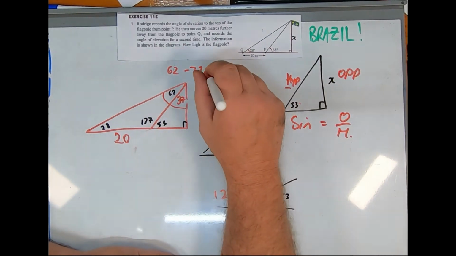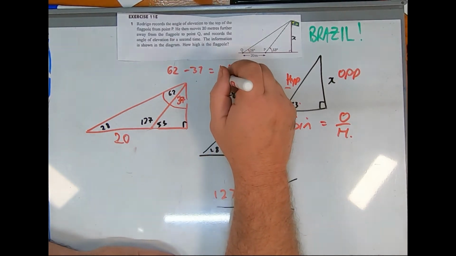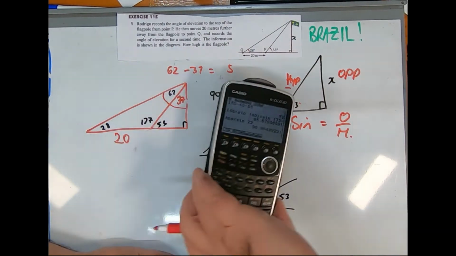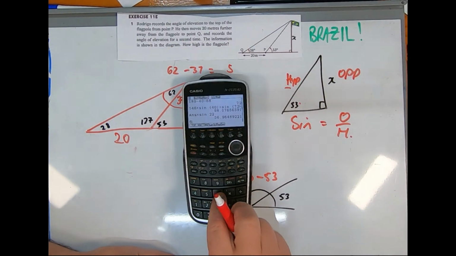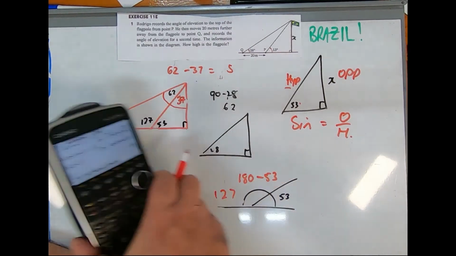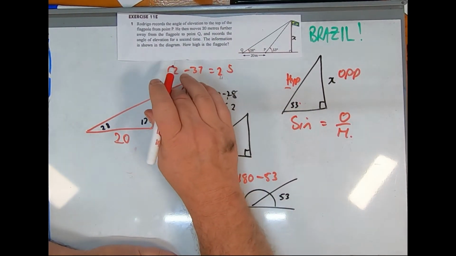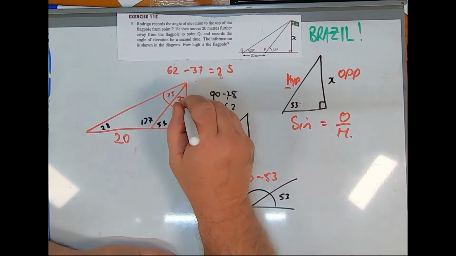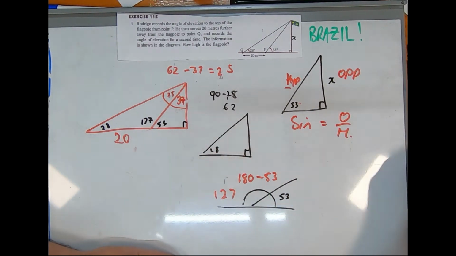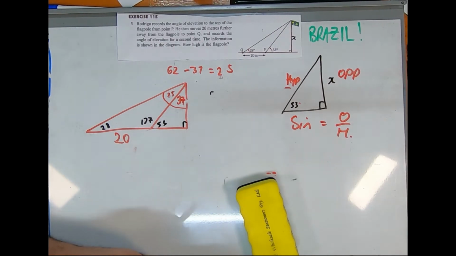Well, 62 take 37 is clearly 25. So what I'm saying here is this whole bit is 62. So this part is 25 and this part is 37. Now I'm ready. So I'm going to wipe out these intermediate steps. Let's have a look at the end piece.